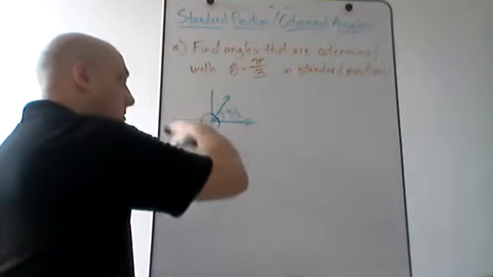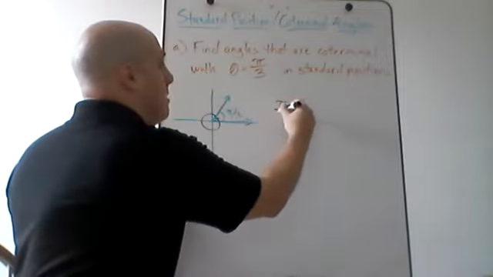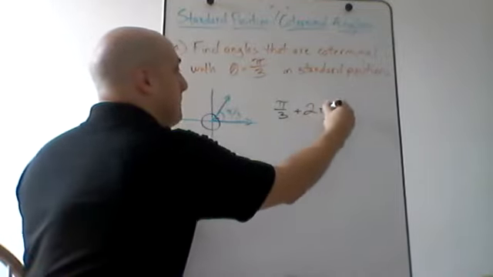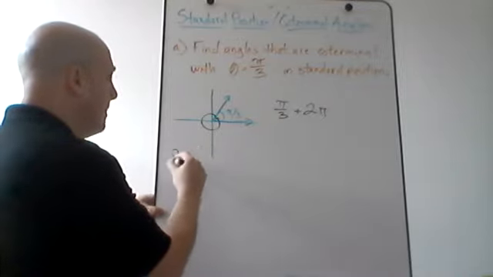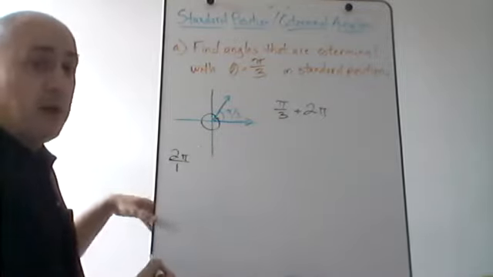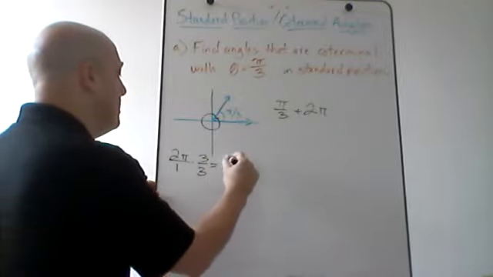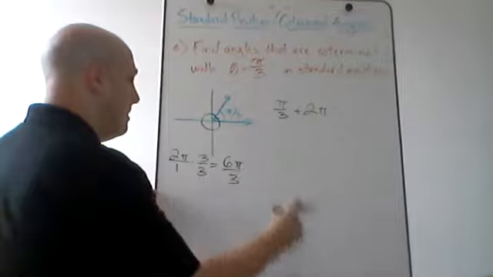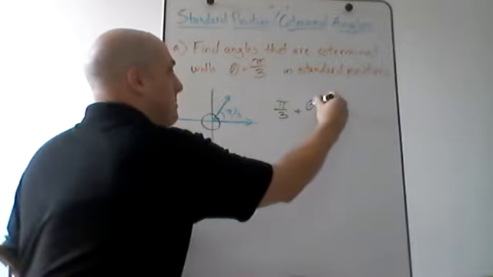Remember, the full circle, the full revolution, is 2 pi radians. So I have to do pi over 3 plus 2 pi. Well, I need to convert 2 pi to a fraction with a common denominator of 3, so I'll make it 2 pi over 1. I multiply the top and bottom by 3, which gives 6 pi over 3. So instead of 2 pi, let me write that as 6 pi over 3.